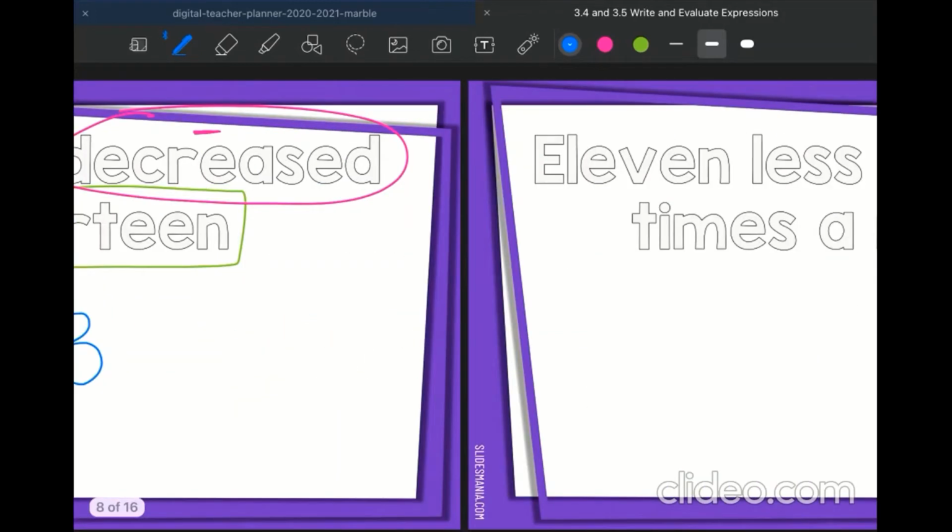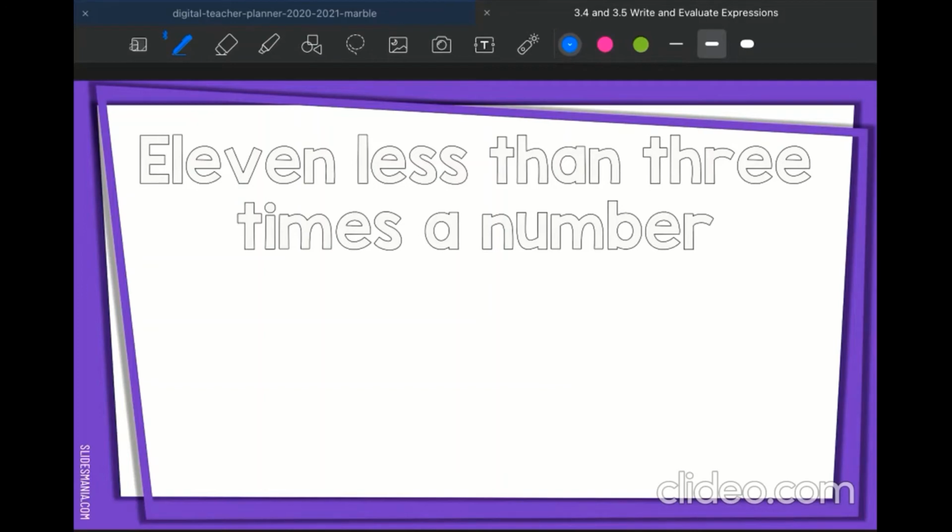All right, last one, I believe. 11 less than 3 times a number. Before we do anything, let's identify numbers. I need some numbers. Who can tell me some numbers?